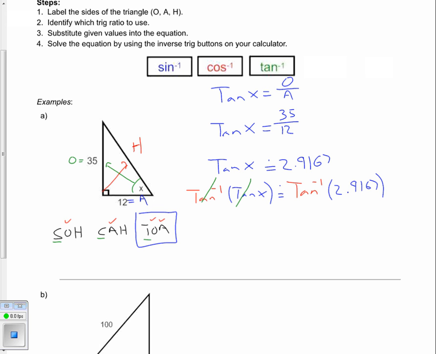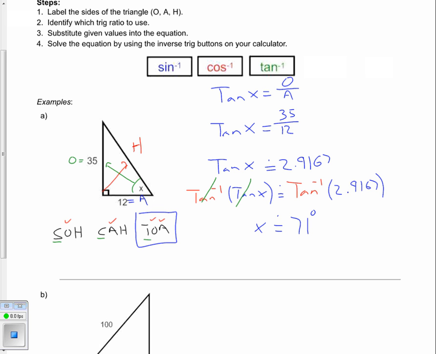So these two will actually cross each other out, so I'm just left then with the x value. Okay, and so my x value is going to be equal to approximately 71 degrees. What I did to get 71 degrees was second function tan to give me the inverse tan button, and then I put in my 2.9167, and that spits out approximately 71 degrees.